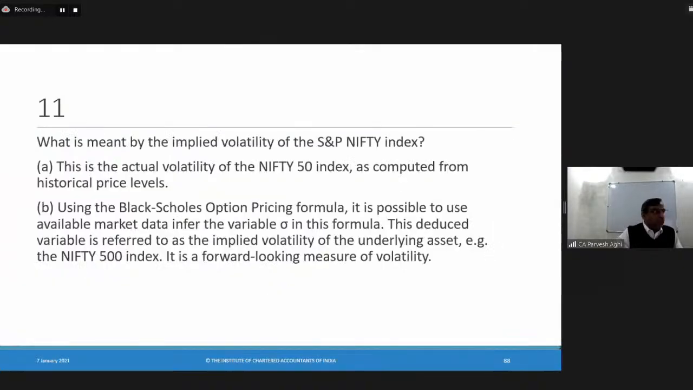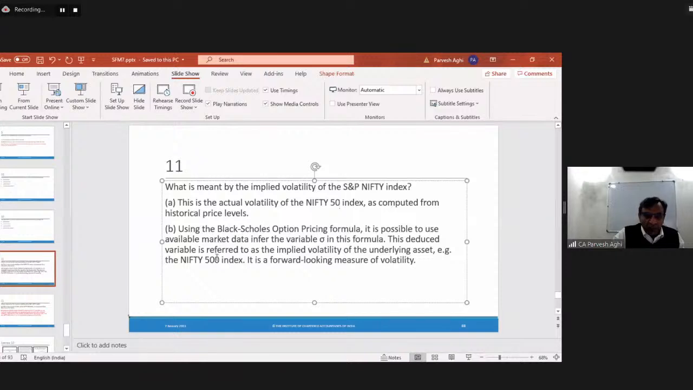So this is the actual volatility of the Nifty 50 index as computed from the historical price level, or it is using the Black-Scholes option pricing formula. It is possible to use available market data to infer the standard deviation in this formula. This deduced variable is referred to as the implied volatility of the underlying asset. For example, Nifty: it is looking forward.